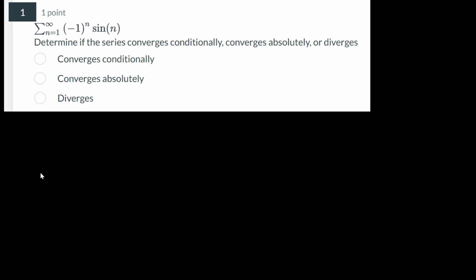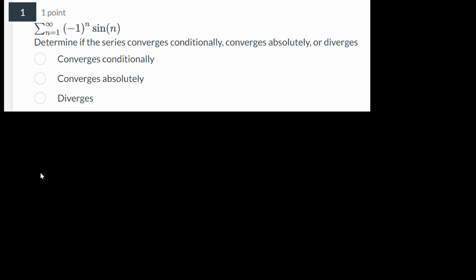So the questions that you get will probably be different because they're pulled from a question bank. Some of them are randomly generated. And you'll see them in a different order, but you'll still see similar types of questions. So one type of question is this first one, which asks if a series is going to converge conditionally or converge absolutely, or if it's going to diverge.